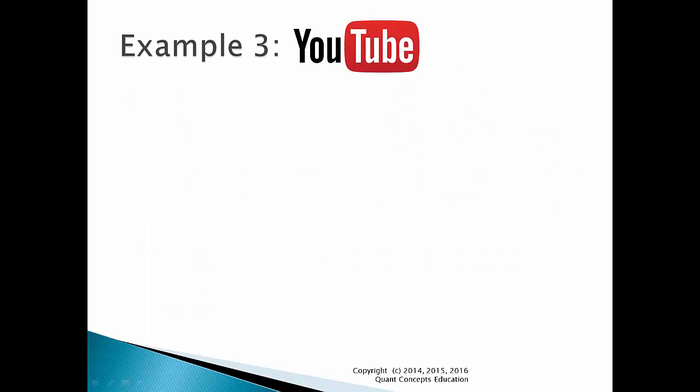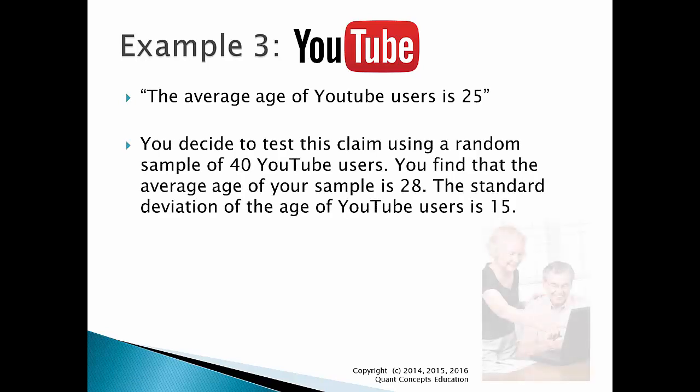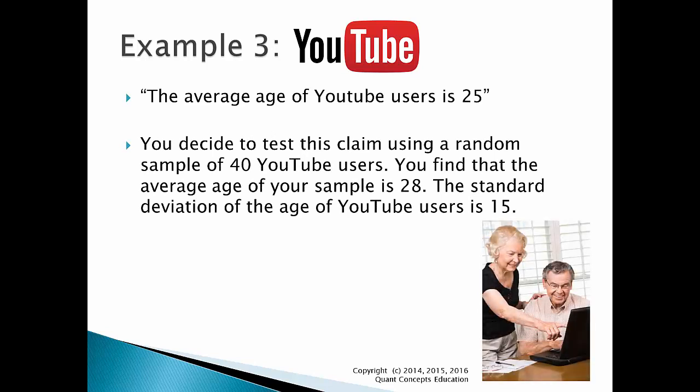We should be able to fly through this now. The average age of YouTube users is 25. You decide to test this claim using a random sample of 40 YouTube users. You find that the average age of your sample is 28. The standard deviation of the age of YouTube users is 15. Use a significance level of 10%.